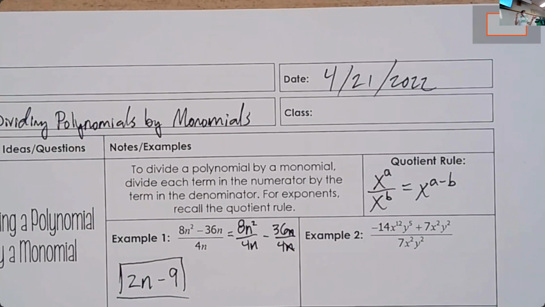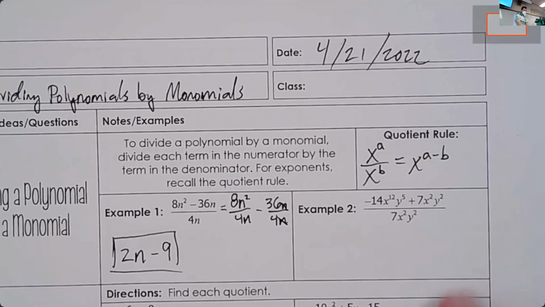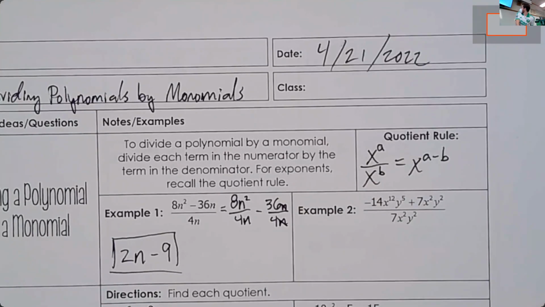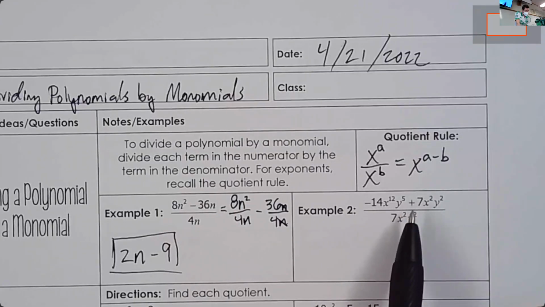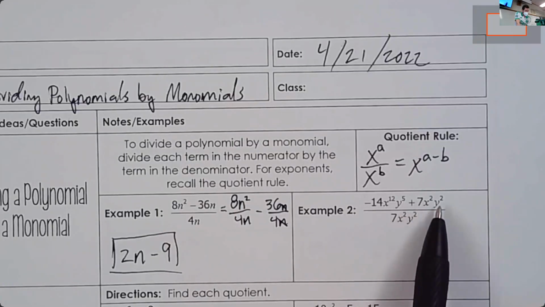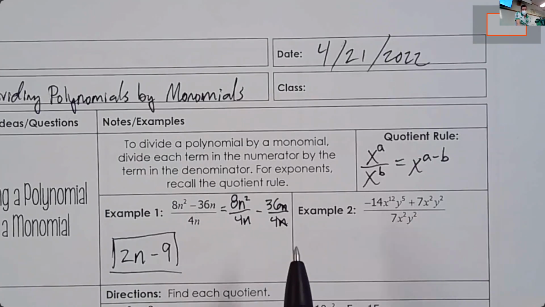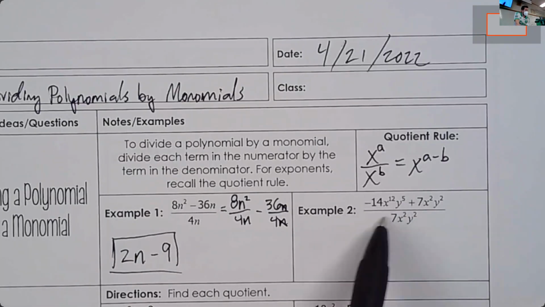So you're welcome to break those apart and write each term on the numerator over the same denominator every single time. Or if you prefer, you can just do everything from the original fraction. I'll show you that on number 2 here. Example 2 says negative 14x to the 12th y to the 5th plus 7x squared y squared, all divided by 7x squared y squared. So we'll start with the first term on the numerator divided by the denominator.